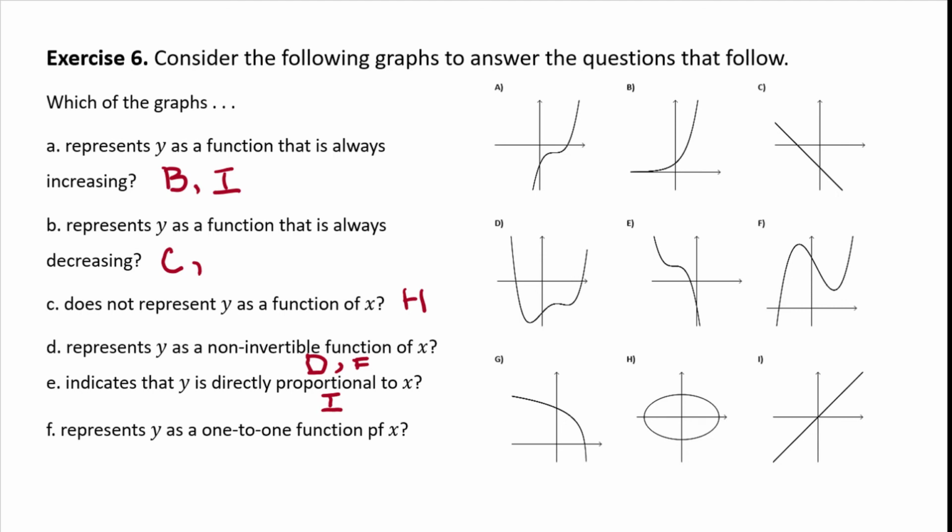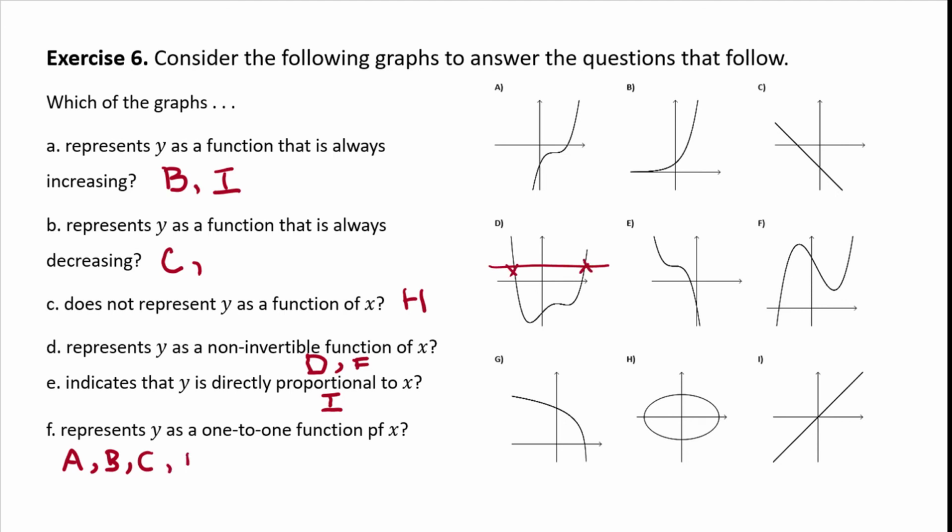And finally, the last one represents y as a 1-to-1 function of x. 1-to-1 means first it's a function and that a horizontal line does not intersect its graph at more than one point. So A is a function that is 1-to-1. B is a function that is 1-to-1. C is a function that is 1-to-1. D is not. A horizontal line would intersect at more than one point.